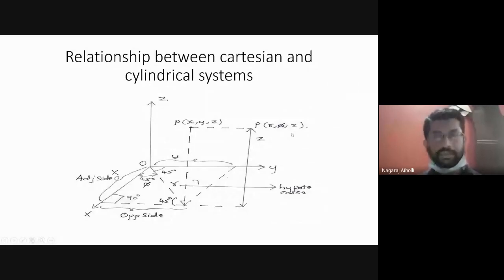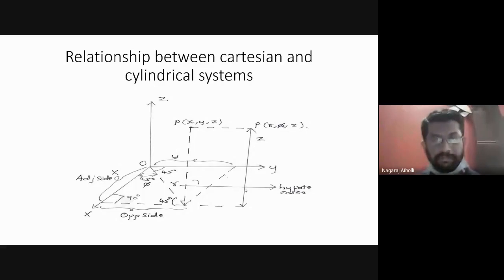Now, why have I shown these two parallel? Because their z axis remains the same. There is no change in the z direction, is it not? When you are considering the Cartesian system, it is z only. When you are considering the cylindrical system, it is also z only. Both are the same. There is no change in the z direction.